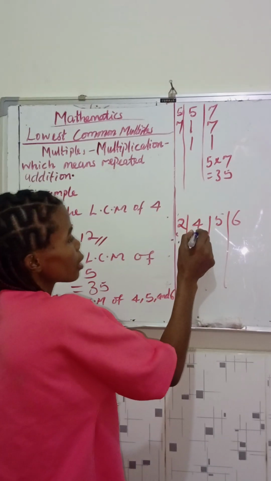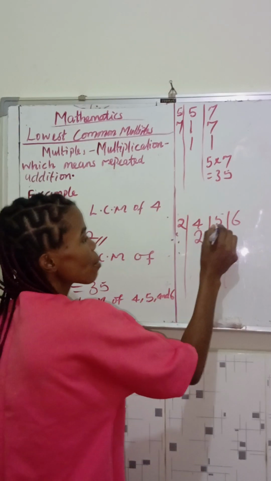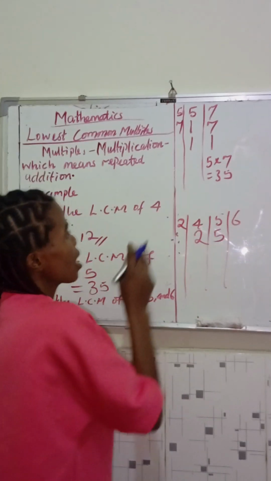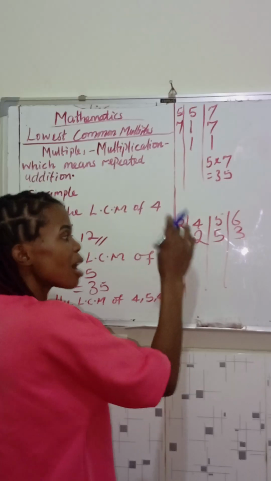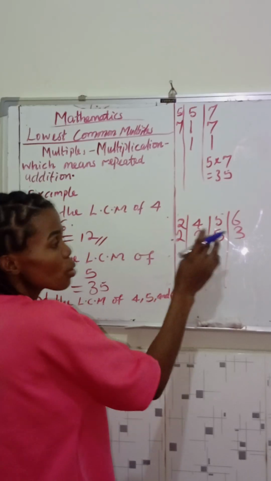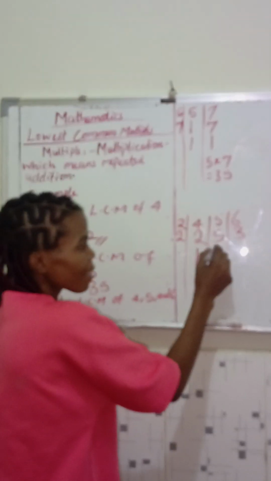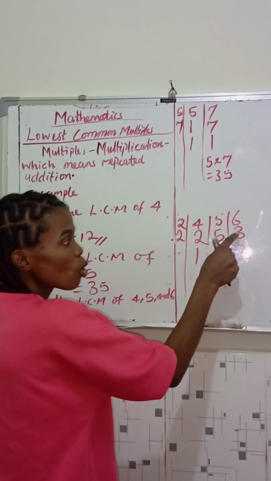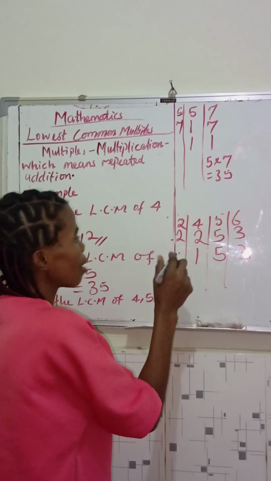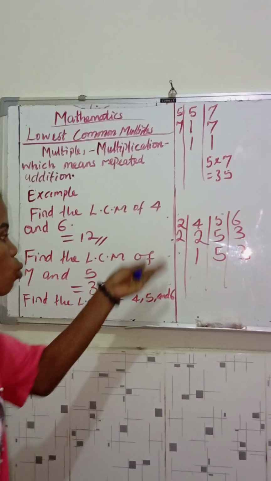2 in 4, it goes 2. 2 in 5, impossible, you bring it down. And then 2 in 6, 3 goes. And then 2, we're not done with 2. So 2 into 2, 1. 5 comes down, because 2 can no longer go in 3, so you bring it down. And then now, what is the next one?